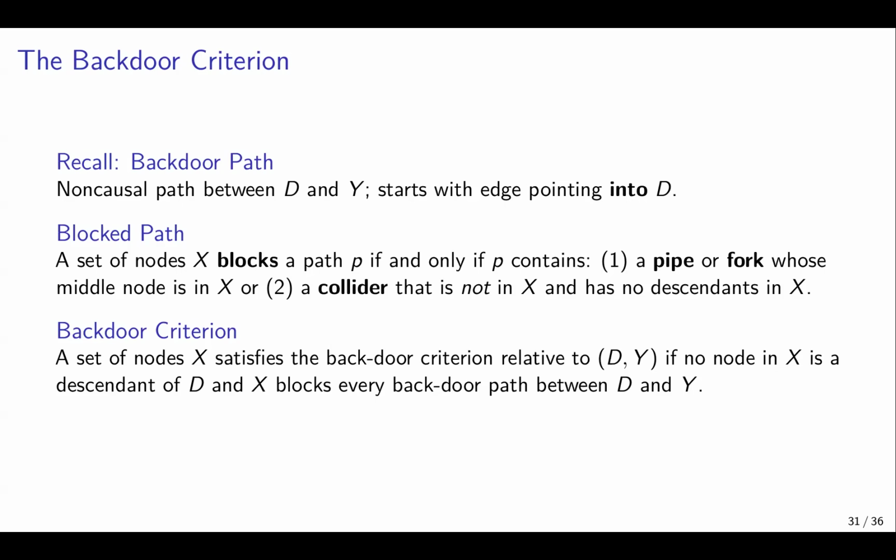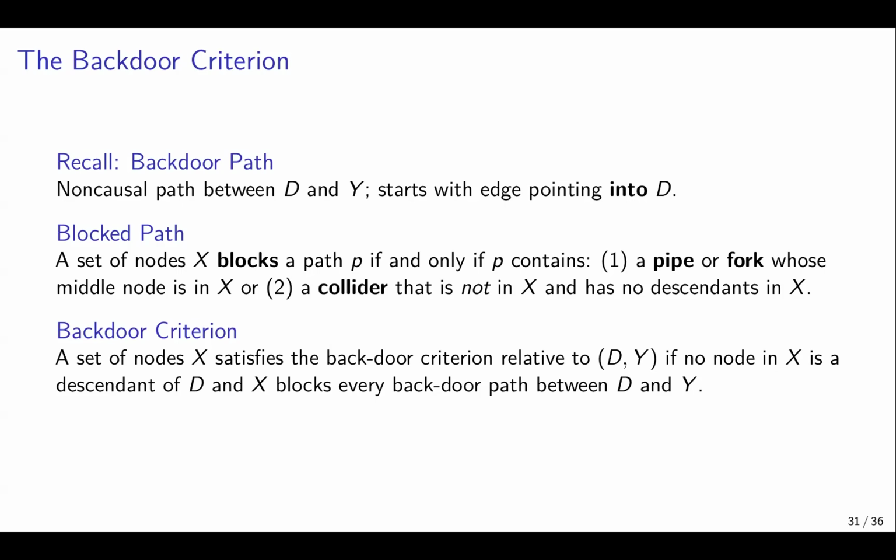A set of nodes x blocks a path if and only if this path contains a pipe or fork whose middle node is in x, or a collider that is not in x and has no descendants in x. So let me say that again. A set of nodes x blocks a path p if and only if this path p contains either a pipe or fork whose middle node is inside of x, so inside of that set of nodes, or a collider that is not in x and has no descendants in x. So this is just an application of what we learned about each of those basic DAGs to the idea of a much larger DAG.